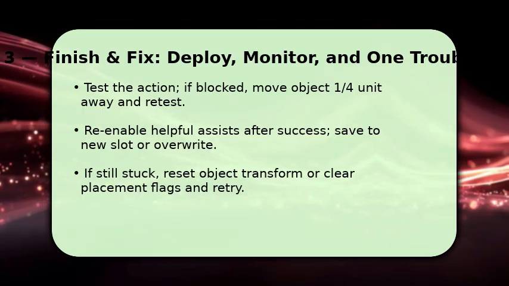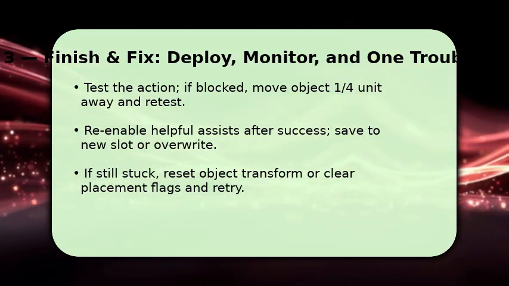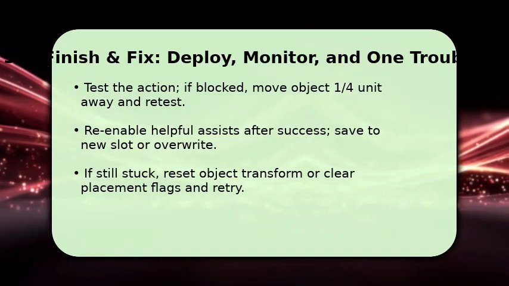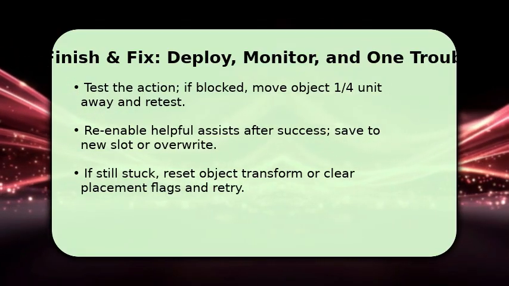If you still can't fix it, reset the object transform or clear placement-related flags in the inspector, then repeat the micro-adjust steps. This usually resolves lingering prevention issues.